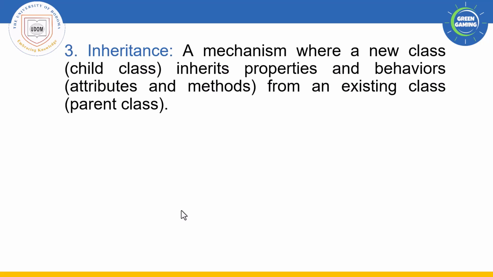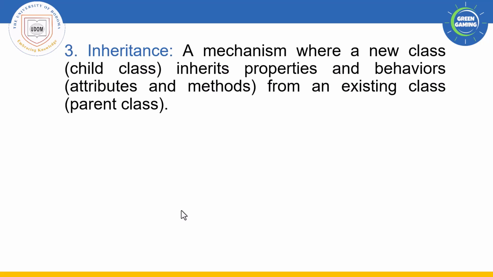The third thing is inheritance. When we talk about object-oriented programming, the classes from which we get objects can inherit from one another. We can say it is a mechanism whereby a new class, or a child class, inherits some properties and behavior from an existing class. If we talk about inheritance, we talk about a child and a parent. A child is the one who inherits some characteristics from its parent. That's what we call inheritance.